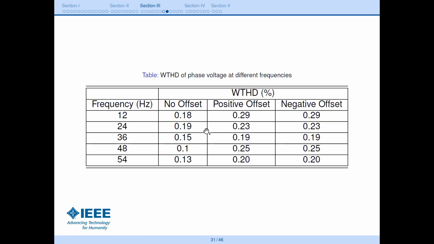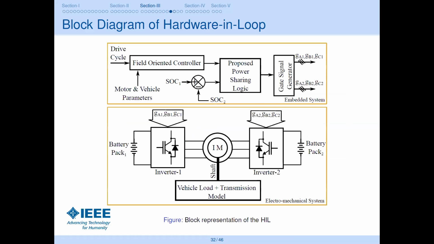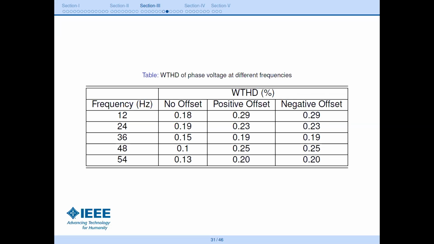So you can infer, or you can predict, that there is not much problem doing so. Of course, your switching will change, so due to that effect your harmonics have some variation. But that difference is not much. That's what I'm trying to say.